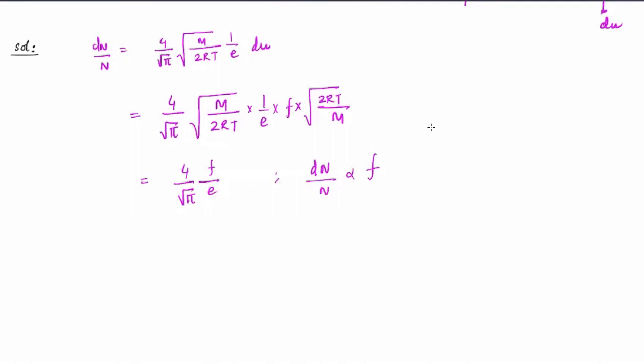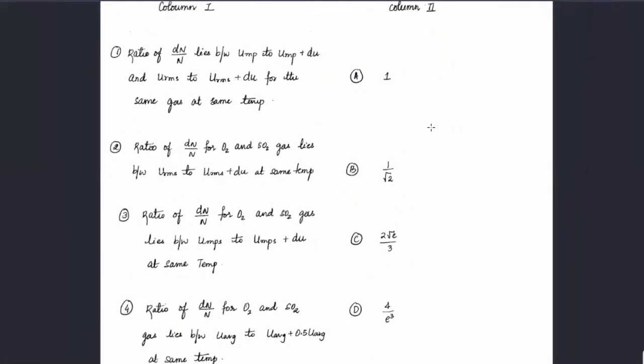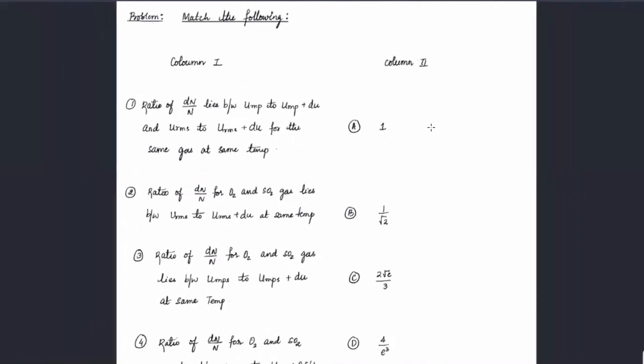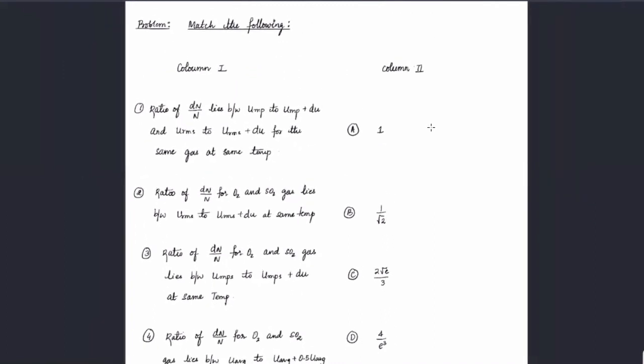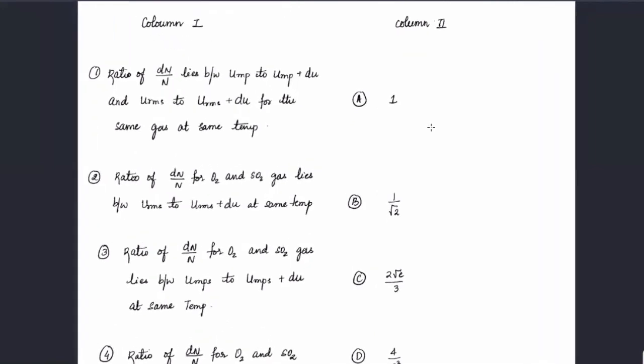Yeah, you guys understood that? Right. So this was one of the match the columns which was given in JEE before. See this and work carefully. You have to work out, I'll just give you the hint. You have to find out the ratio of dN by N lies between most probable to most probable plus dU. This is the first one, with URMS to URMS plus dU.